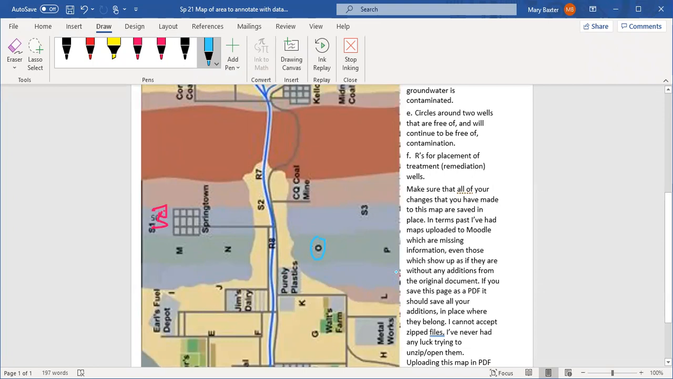Okay. So just circle the 2 wells that you think will be free of contaminant now, because you've got a 0 on that table of data. Plus, it's not in the down slope of any contaminant. Okay.